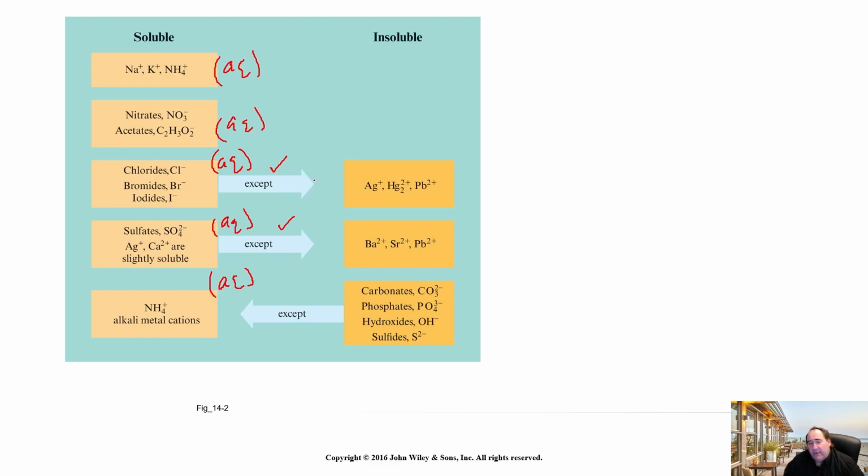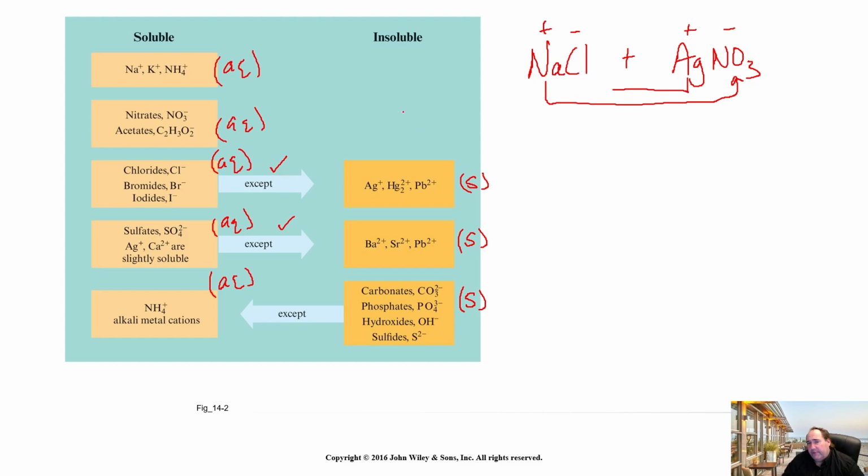And all these are insoluble, which means any compound with this combination would be a solid. So once again, if we take our sodium chloride and react it with our silver nitrate, this is going to be a double displacement reaction, right? The positive and negative ions are going to switch partners, and that would give us some sodium nitrate.